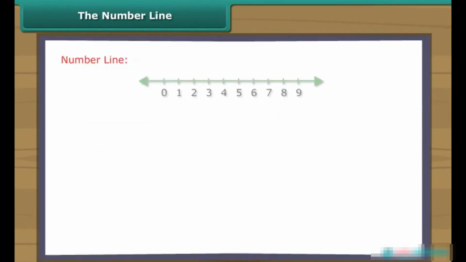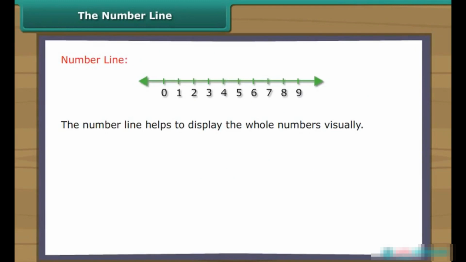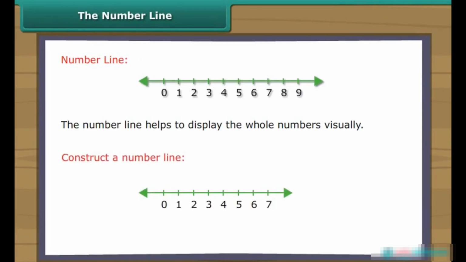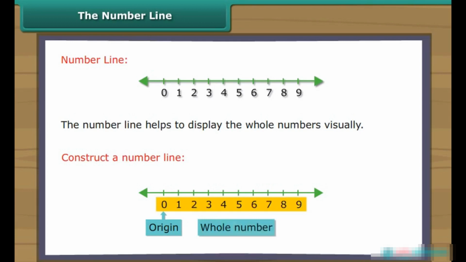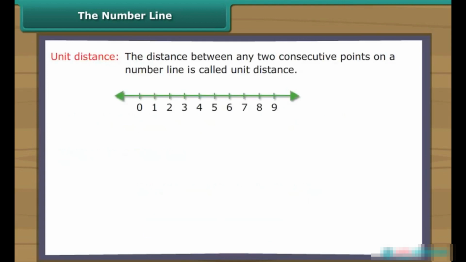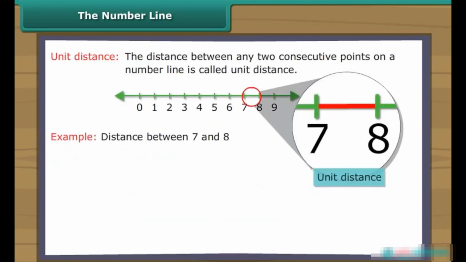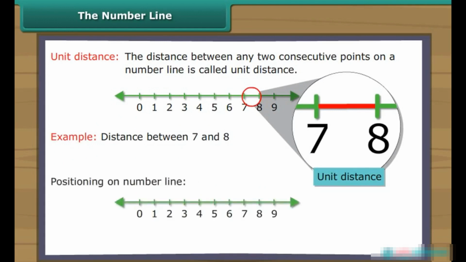The number line. The number line helps to display the whole numbers visually. To construct a number line, we simply draw a straight line, choose any point on the line and label it 0. This point is called the origin. We then choose some convenient length and, moving to the right, mark off consecutive intervals along the line starting at 0. We label each new interval endpoint with the next whole number. The distance between any two consecutive points on a number line is called unit distance. Out of two whole numbers, the greater number comes on the right of the other number on the number line.